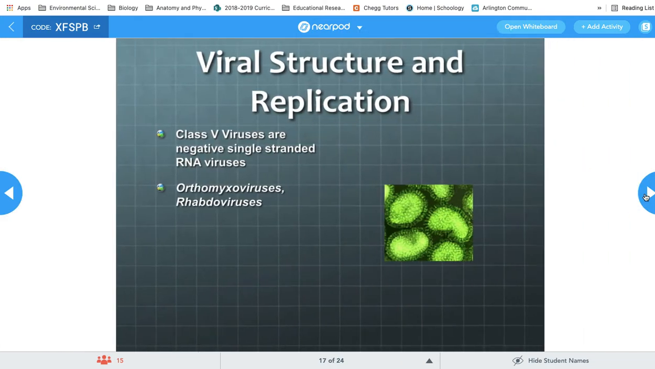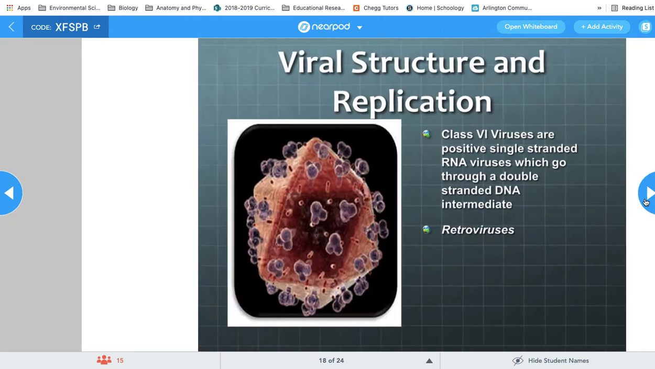Class 5 are negative single-stranded RNA viruses. So again, class 3, double-strand RNA virus. Class 4, positive single-stranded RNA virus. Class 5, negative single-stranded viruses. And rabies is a great example of class 5.